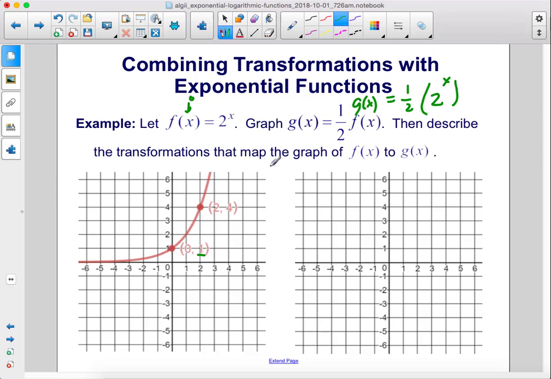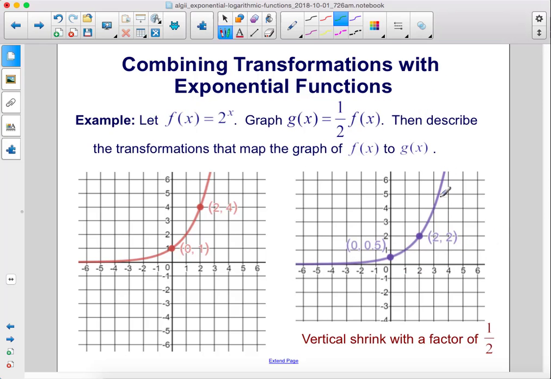So if we plug 0 in here, we get 2 to the 0 power, which is 1, times half. So the point will be at (0, 1/2) instead of (0, 1). If we look at this point, 2. So if we plug in 2 for x, we would get 2 squared, which is 4, times 1/2, which is 2. So that would be here. So this point is at (2, 2) instead of (2, 4). So our graph looks something like this.